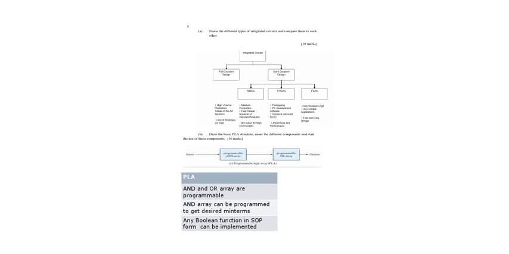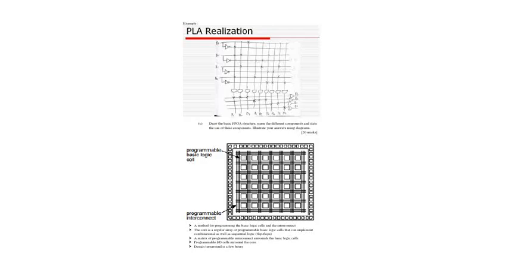Next is draw a PLA structure, name the different components and state the use of these components. So this is a PLA structure. Normally a PLA consists of a programmable AND array and a programmable OR array. These are some of the usages of PLA, where both AND and OR are programmable, and the AND array can be programmed to get the desired min terms. That's the main usage. And any Boolean function in SOP form can be implemented using PLA.